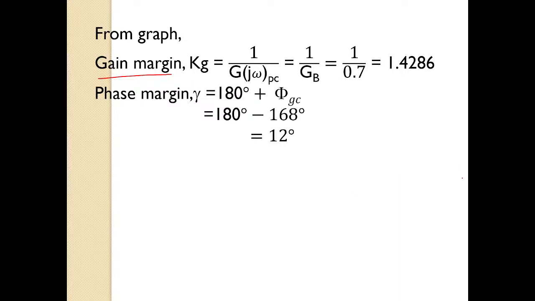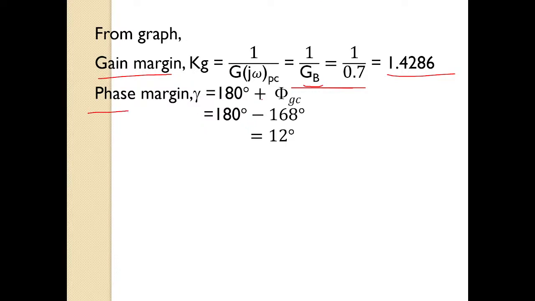Again, what is G of j omega pc? Its notation is GB. Just now we calculated the GB value from the graph, that is 0.7. So 1 by 0.7, you will get 1.4286. So this 1.4286 is the gain margin.